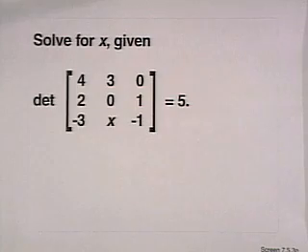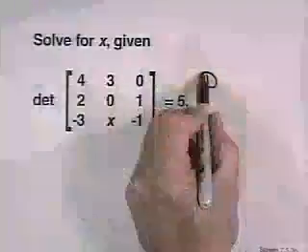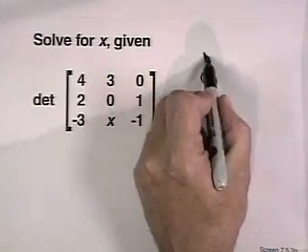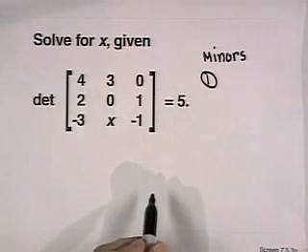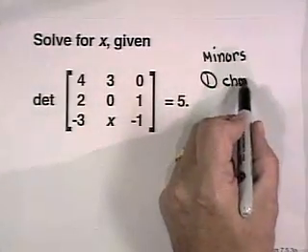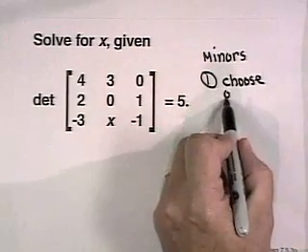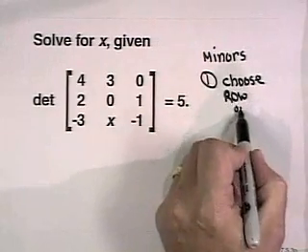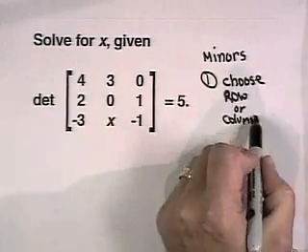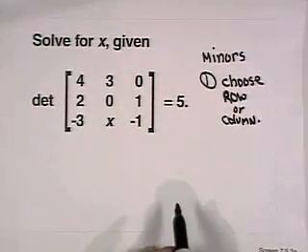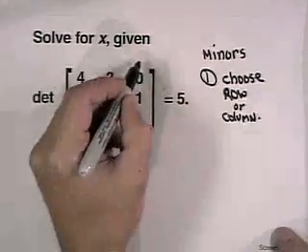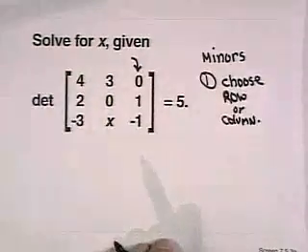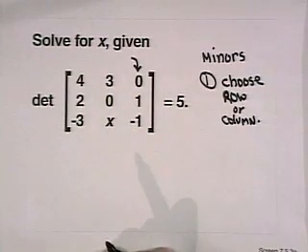In order to do that, we have several steps to follow. The first step to do a solution by something called minors is to choose a row or column that you'd like to start with. A row or a column. If there is a row or column with some zeros in it, that's even better, and we want it to be as simple as possible. Therefore, I'm going to choose this third column to do my minors.